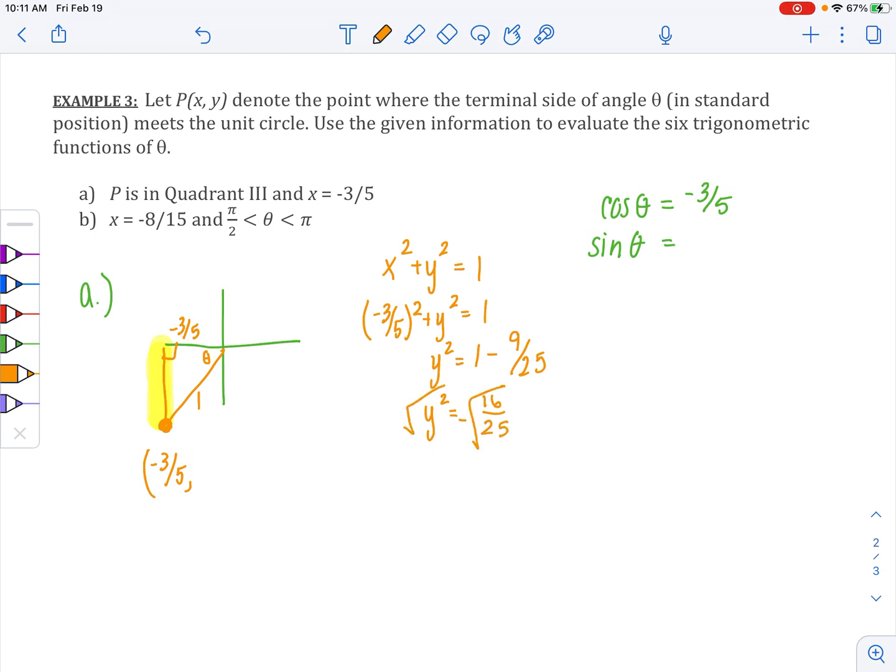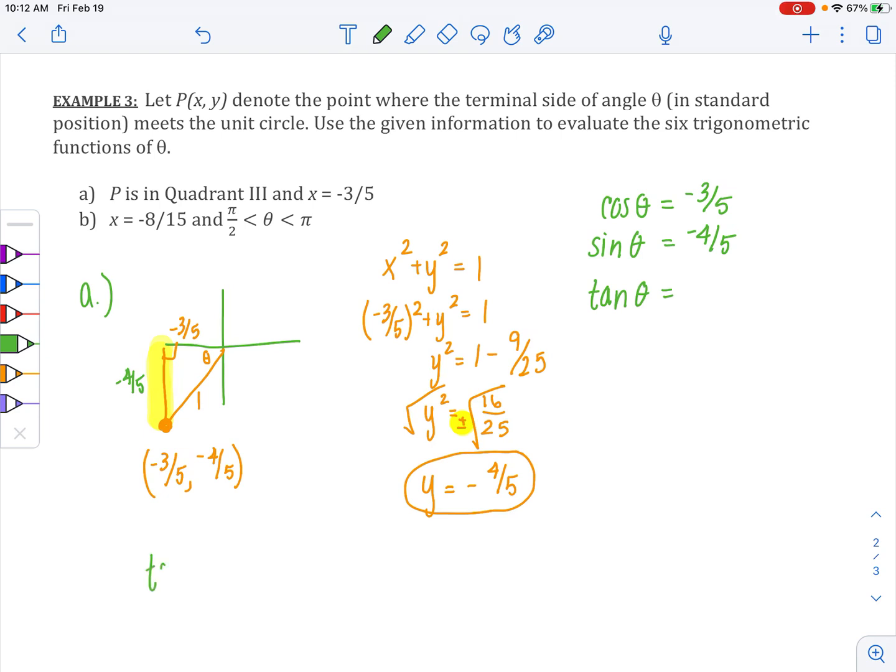Square root, so you put in the plus minus, but we already know it's going to be negative. These simplify very nicely to just 4/5. So that is your y value and your sine. They're the same thing. That makes the other ones pretty nice to find.